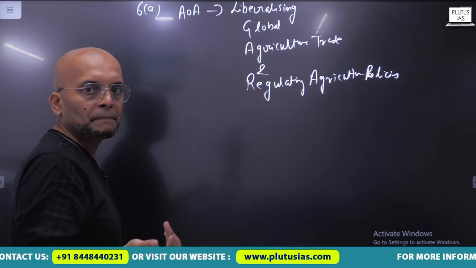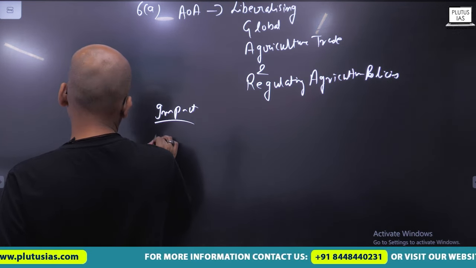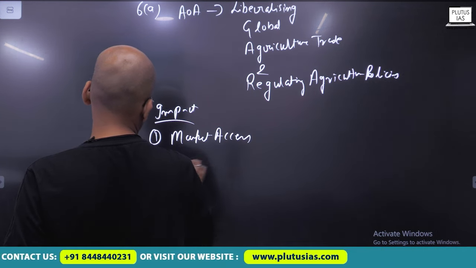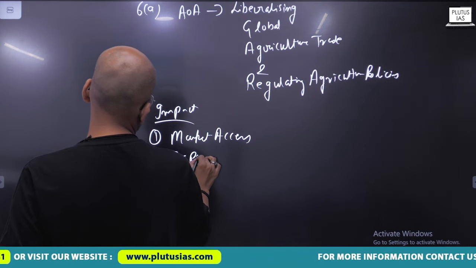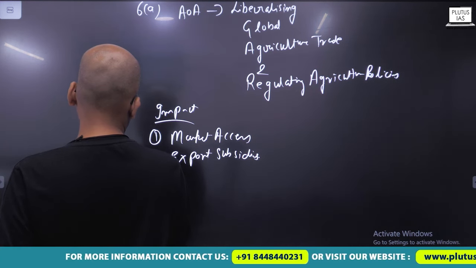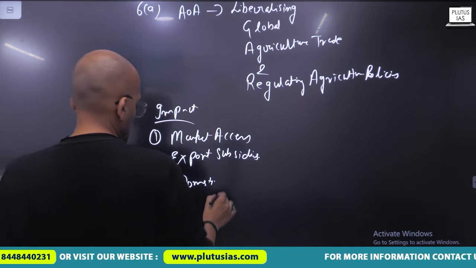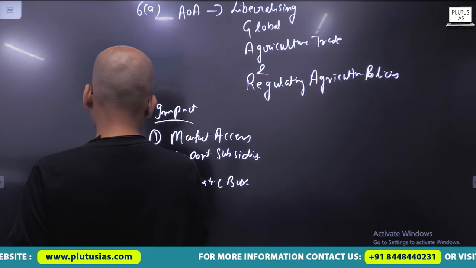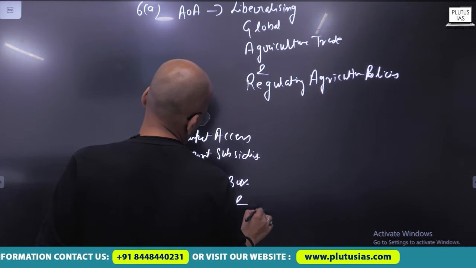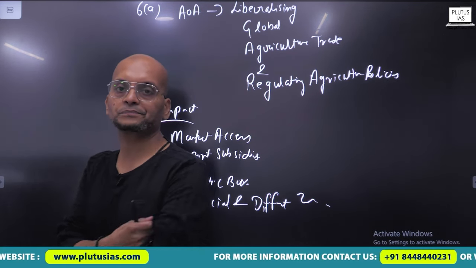Then you can tell the main impact of it on Indian agriculture. Number one, market access. Two, export subsidies. Then domestic support, like your green box, blue box, amber box. Then special and differential treatment. So all these points with a bit of description. Fine, clear. Moving on.